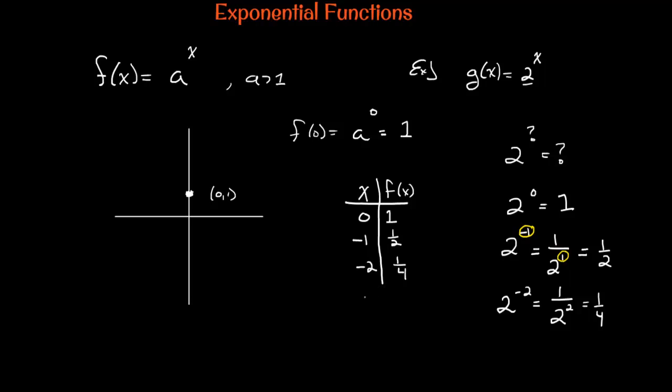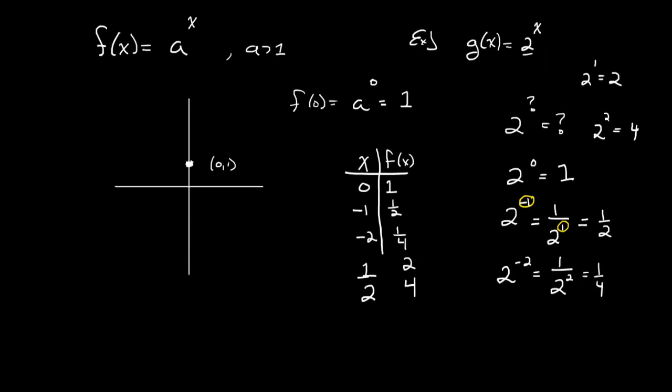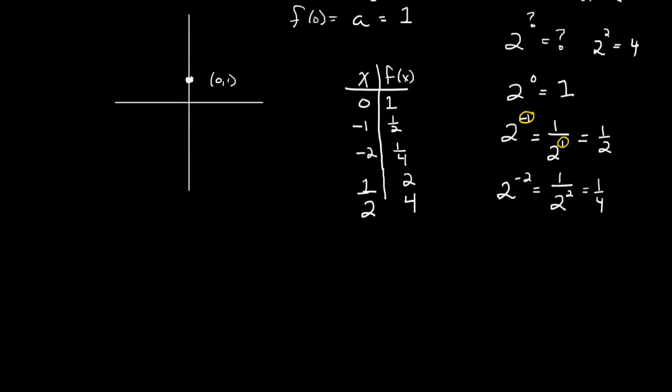Let's try the positive way. Let's try positive 1. I know that's just going to be a value of 2. So I get 2 to the first power, I get a value of 2. Let's try a value of 2. This gives me 2 squared, and this gives me a value of 4. So I'm getting larger and larger, positive and larger. When I get a negative value, I get smaller.